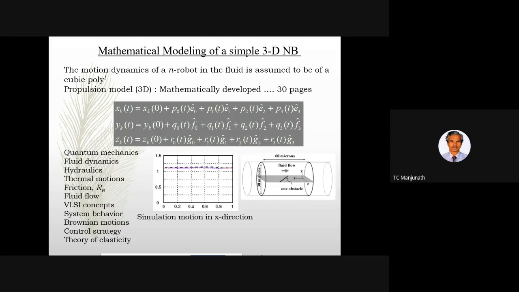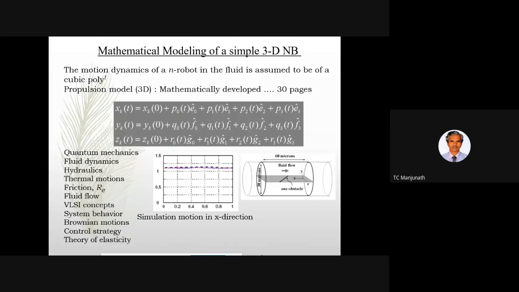And our students have studied quantum mechanics. See, one thing you remember: the motion dynamics of a system is different in air on the earth's surface than in fluid. If a car is moving on the road, its dynamics will be different than on the moon, or if it is moving in water, or on a train. So that motion dynamics, we have mathematically modeled. So we have studied quantum mechanics, then fluid dynamics, how the system will move in the water or in the bloodstream.